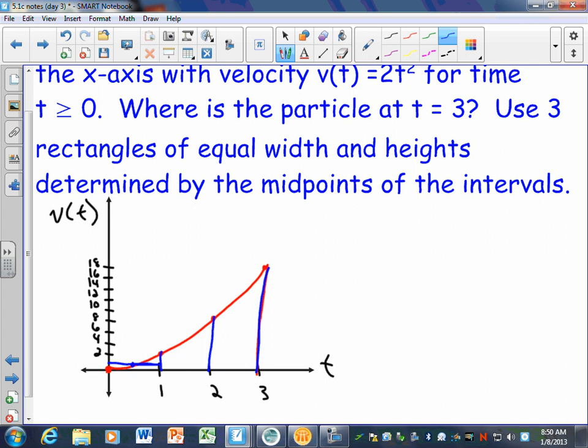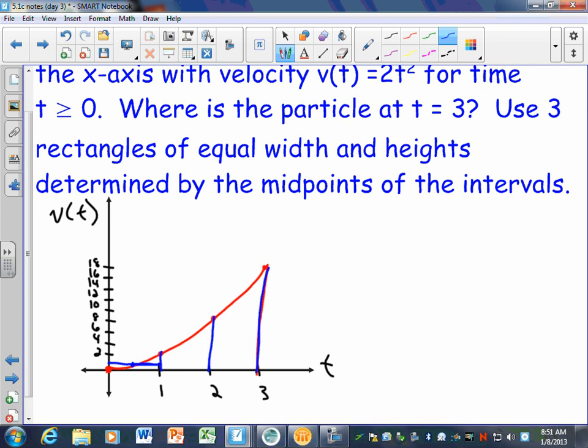Why do you think they say use the midpoint as the height? Do you see how this side, this part is not included, but over here it's kind of overestimating, so it kind of gives you a pretty good estimate. So midpoint seems like a good idea. See what happens as we get bigger.